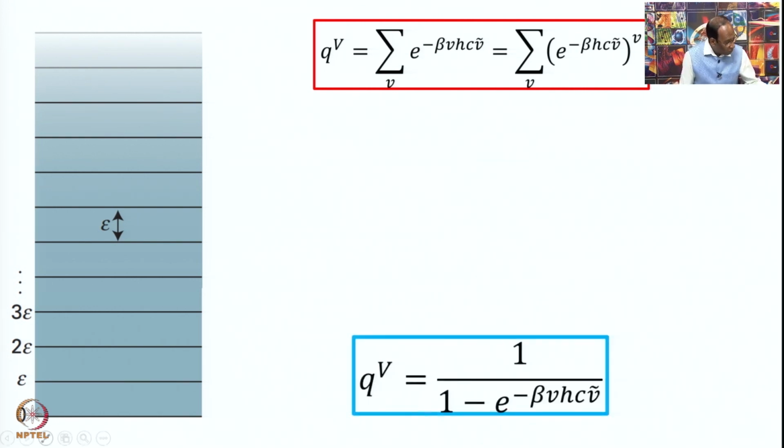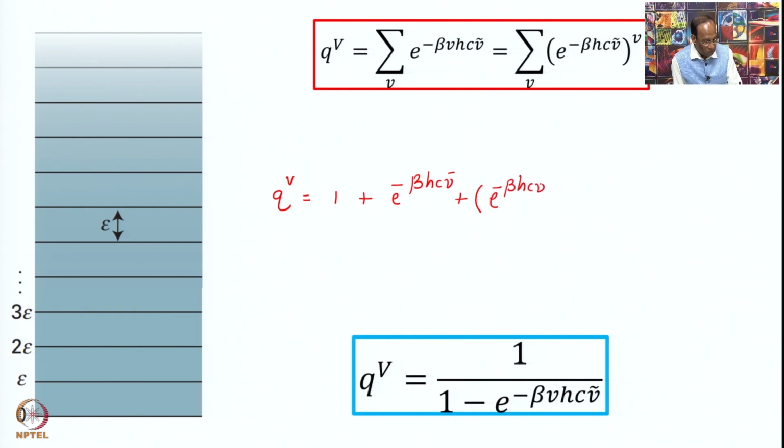And in our discussion of expanding this, I will just quickly write it once again for the benefit of all. When V is equal to 0, then it is 1 plus exponential minus beta h c nu bar plus exponential minus beta h c nu bar squared plus exponential minus beta h c nu bar cubed plus so on and so on. That is what it leads to, and this leads to this result.